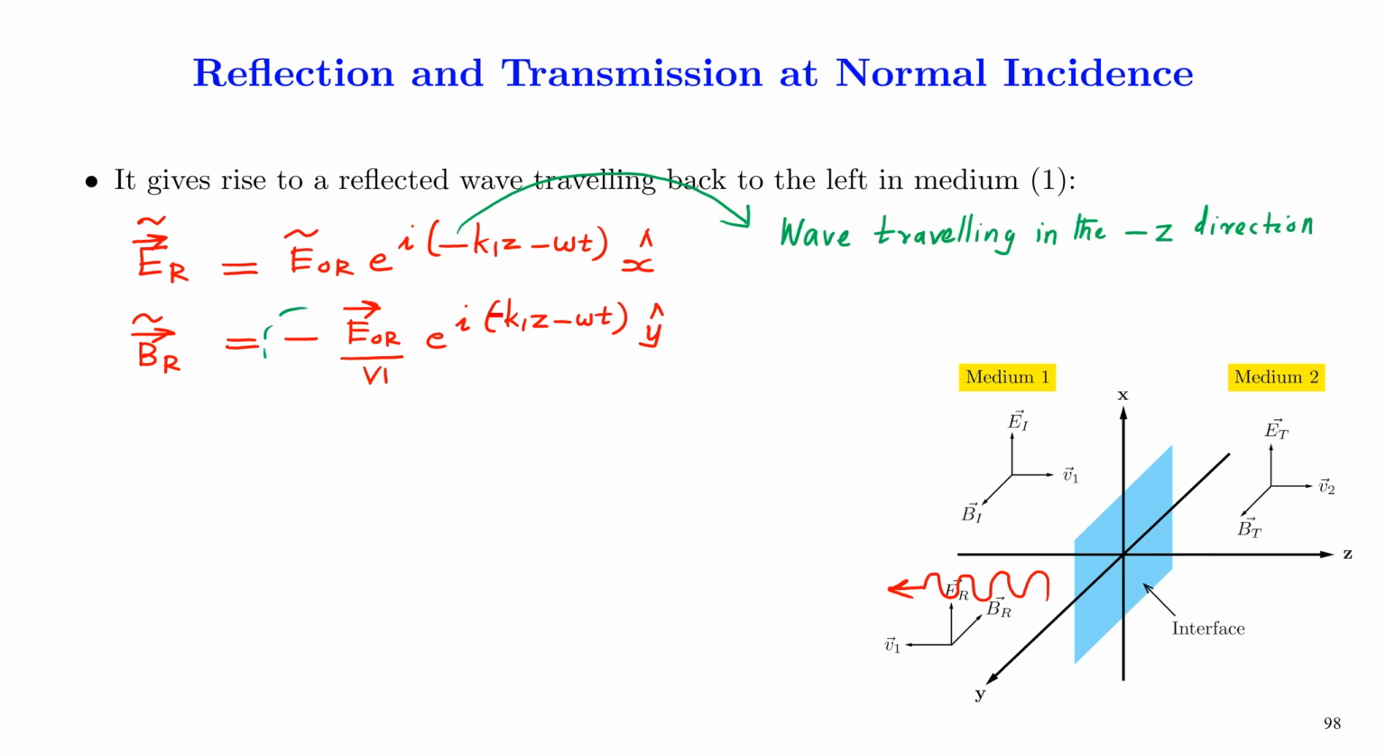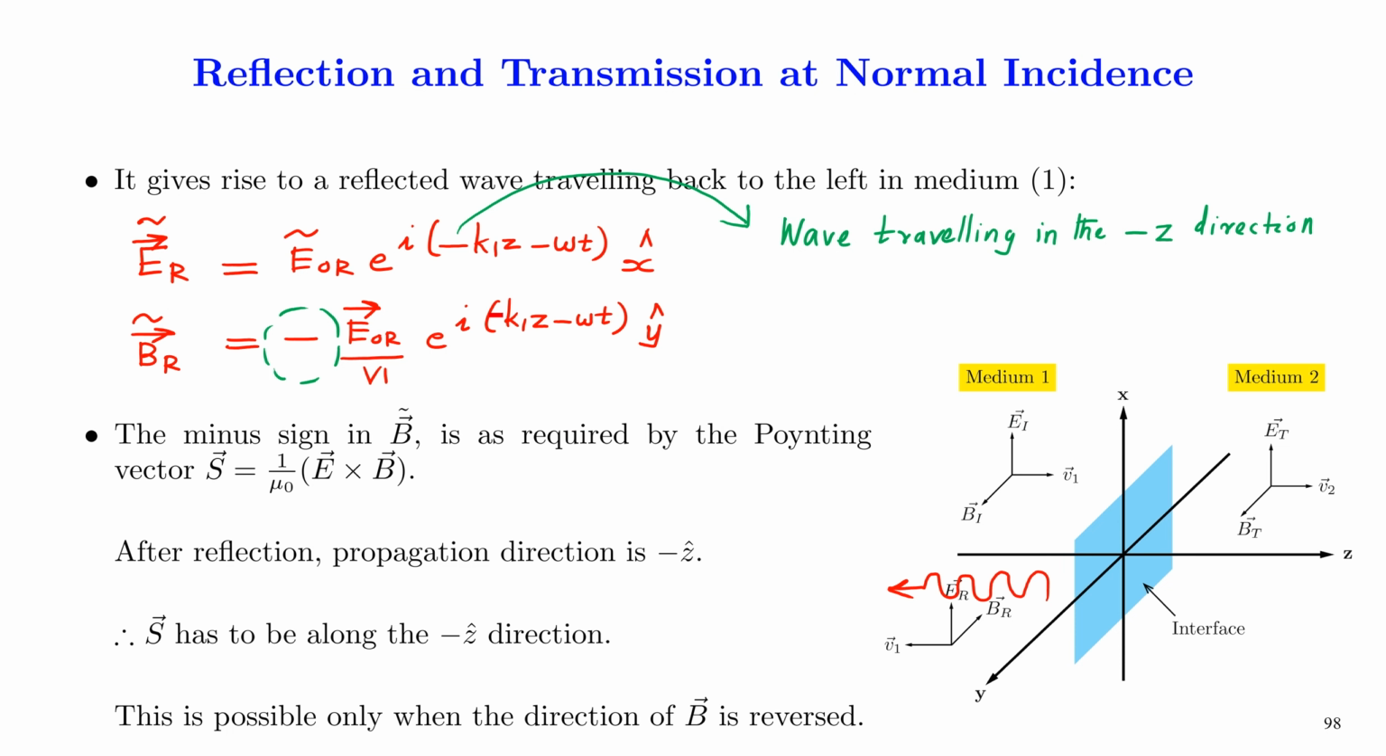Now, why is there a negative sign for the magnetic field? This can be understood by considering the Poynting vector, which is 1 by mu 0 times E cross B. Now, after reflection, the wave is propagating along the negative z direction. Since the wave is propagating along the negative z direction, the energy flow, that is the Poynting vector, also has to be along the negative z direction. And this is possible only when the direction of B is reversed.